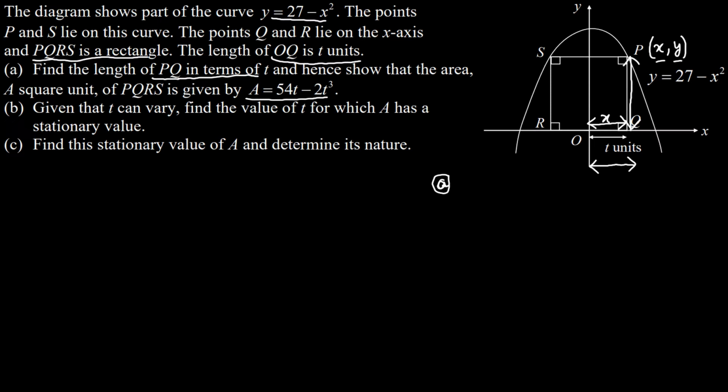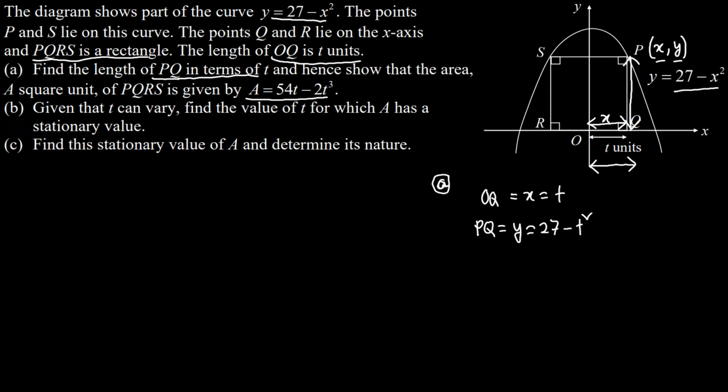So we can write here that the length of OQ, which is the x value, we can express as t. With this we can find the length of PQ, which is actually the y value. The equation is 27 minus x squared, and putting x as t, we get 27 minus t squared. This is the length of PQ. So the first part we have already done.